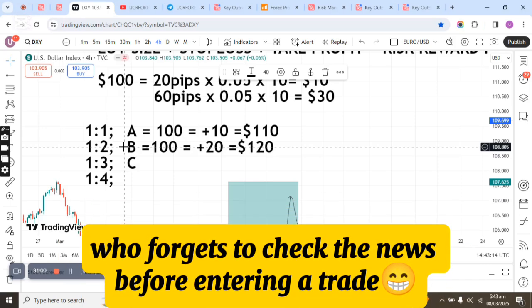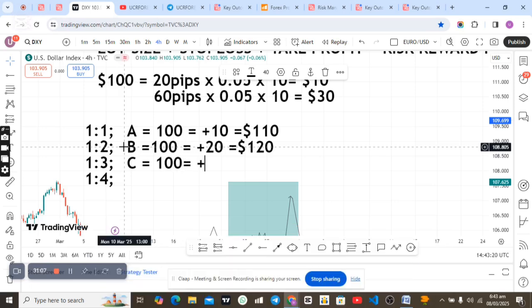Then the third person is using 1:3, and he has a capital of 100 USD. This time he made a profit of 30 USD, and his new balance will be 130 USD. And then the fourth person, who uses 1:4, still has 100 USD, and he made a profit of 40 USD, and now this is his trading capital, right?